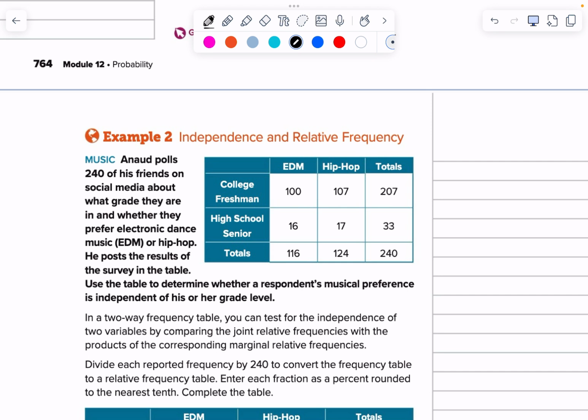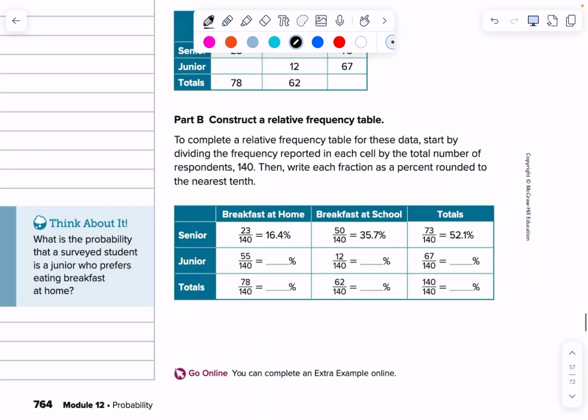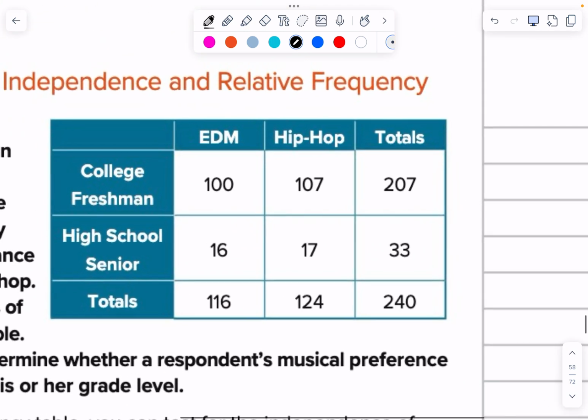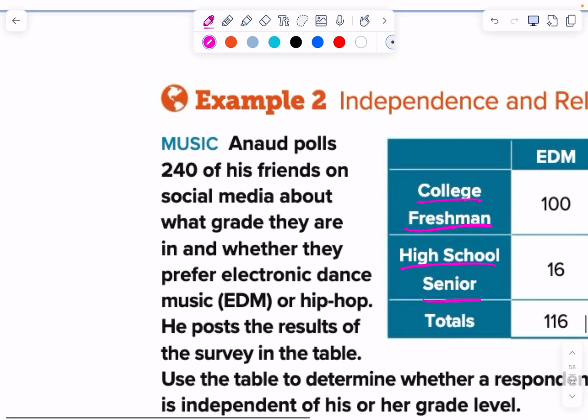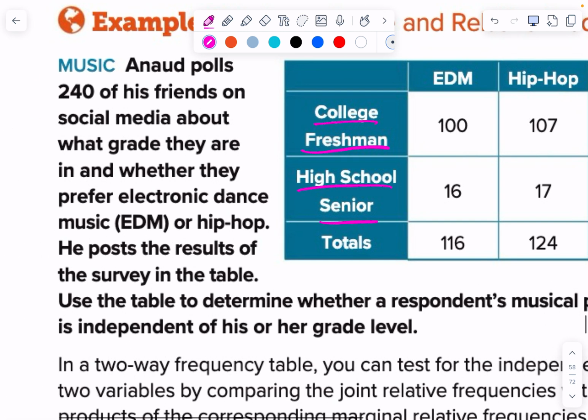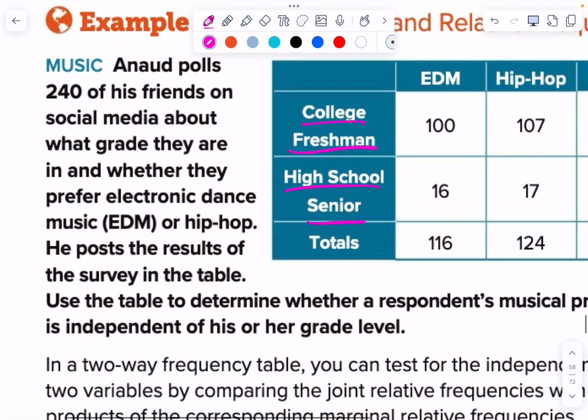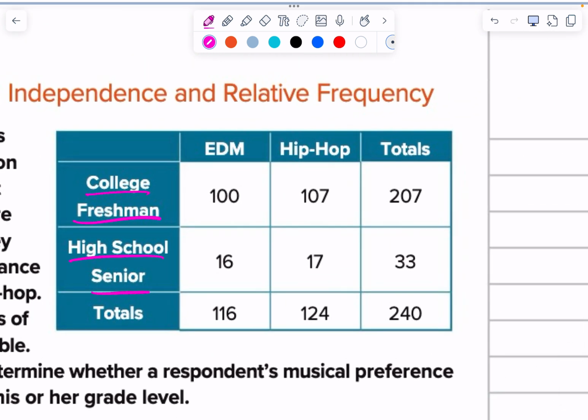This is going to be the hard part. You remember in the last homework assignment, or the last section, where we talked about independent versus dependent, right? Things that were independent, things that were dependent. So here's the deal. I'm going to go down and we're going to talk about high school college freshmen versus high school seniors. So college freshmen, high school seniors. And we have EDM, electronic dance music, or hip hop, right?